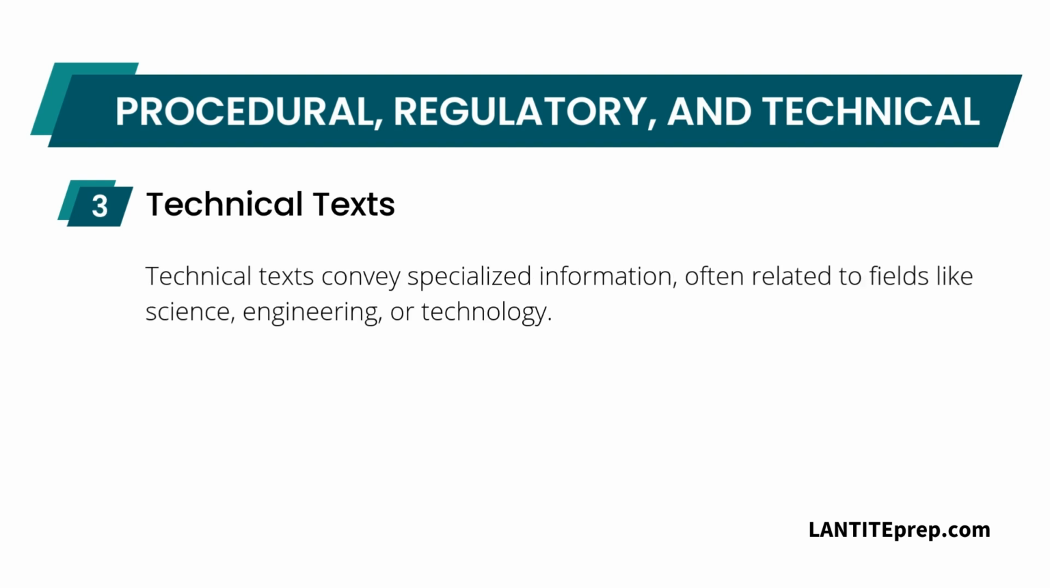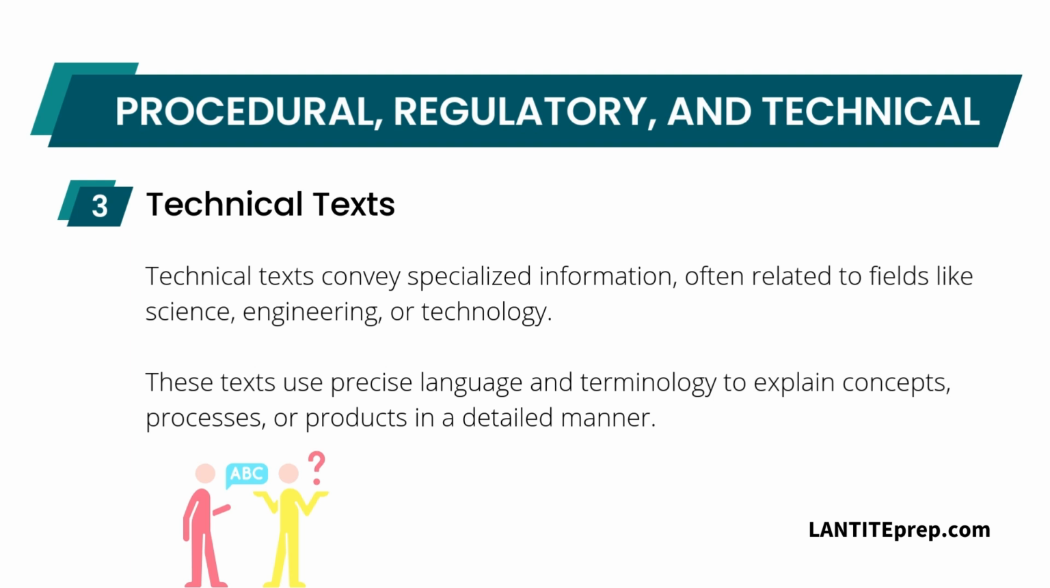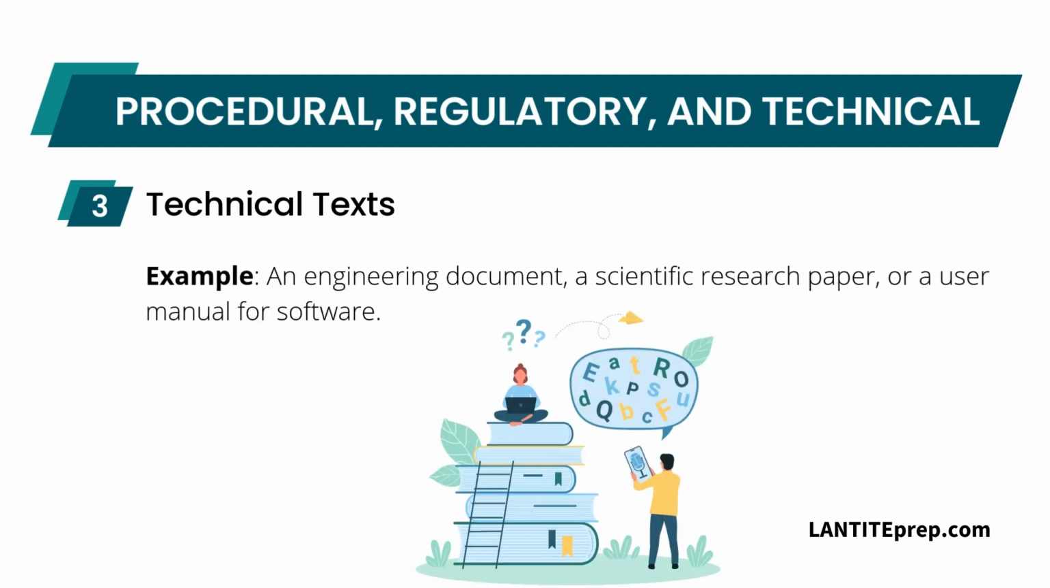Third are technical texts, which convey specialized information often related to fields like science, engineering, or technology. You can often spot these on exam day because of their use of industry-specific terminology to explain concepts, processes, or products in a detailed manner. Examples often include an engineering document, a scientific research paper, or a user manual for software.